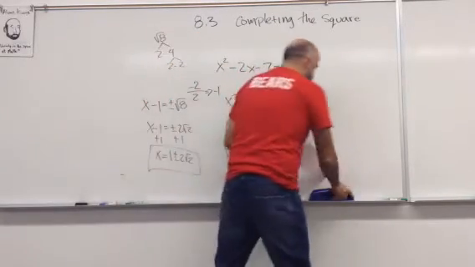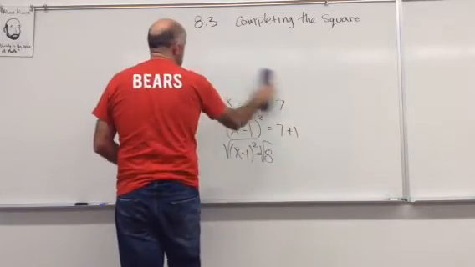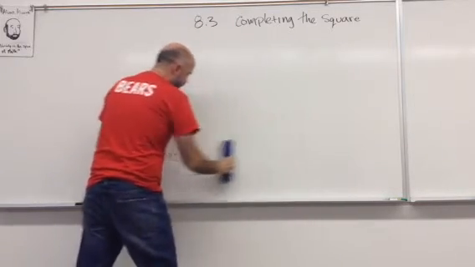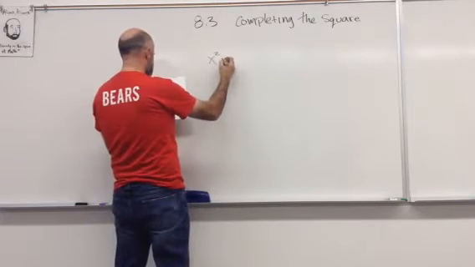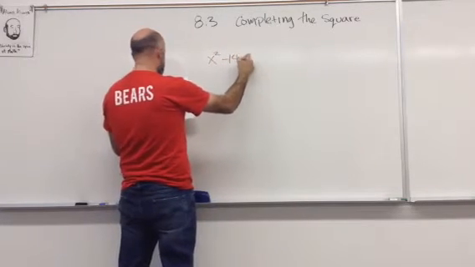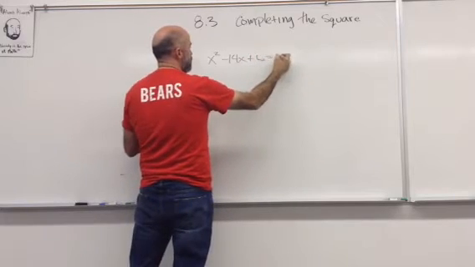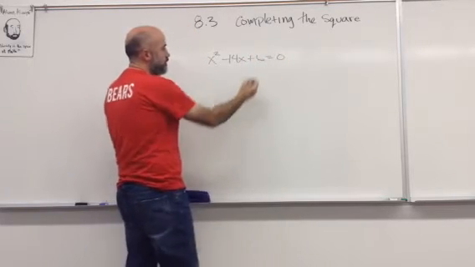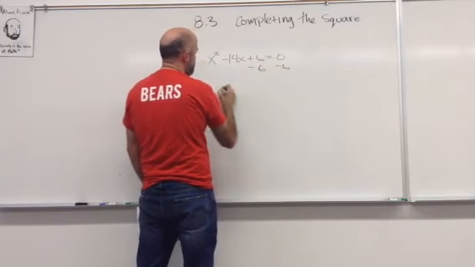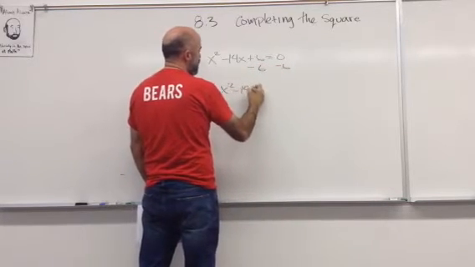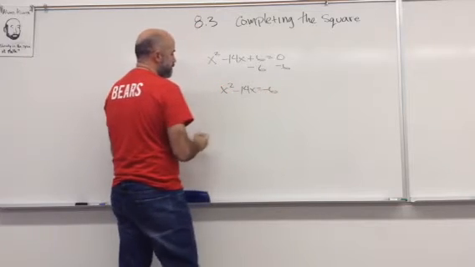Okay, let's try another one. And again, I want you to pause this and try it on your own. x squared minus 14x plus 6 equals 0. Always the same first step. Minus 6 from both sides. x squared minus 14x equals negative 6.